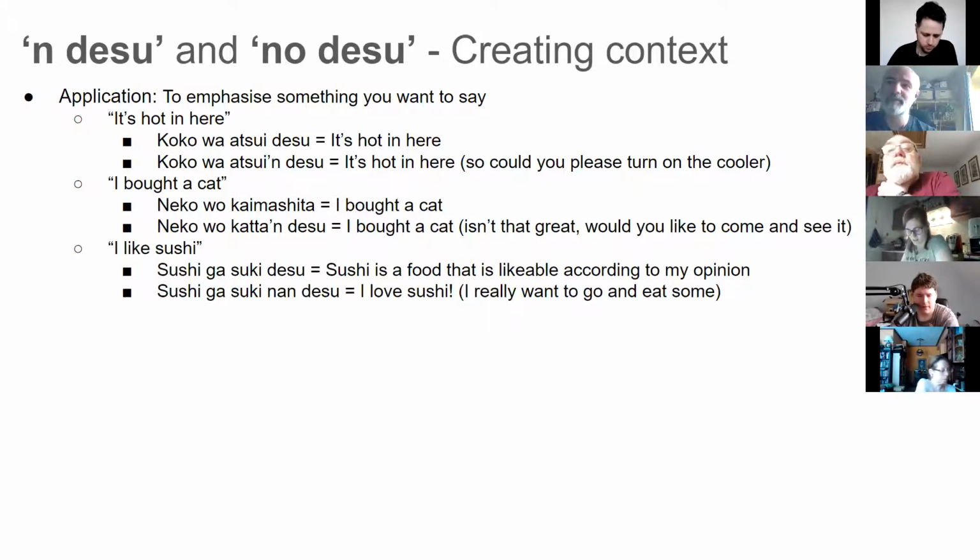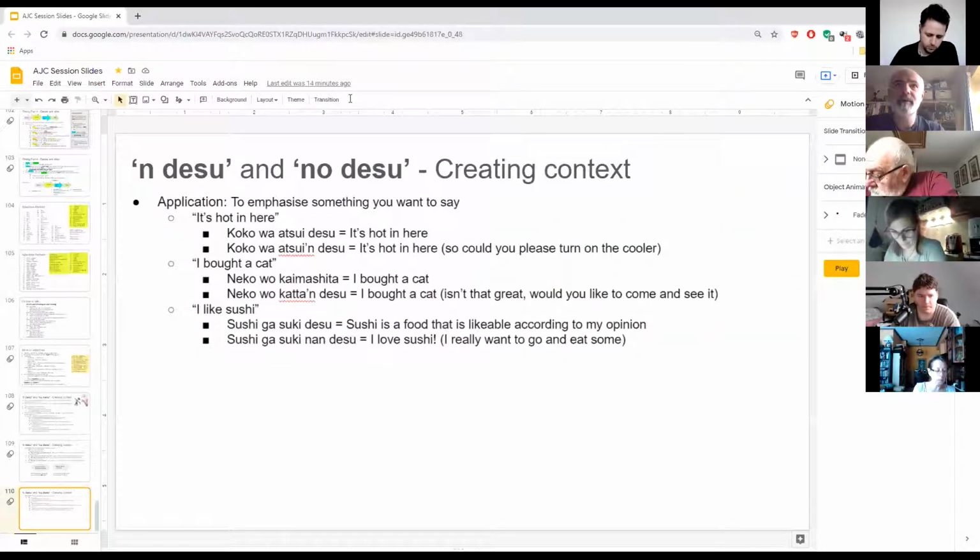Okay, let's try some examples, and I think this is why I left it to lesson 67. It's a difficult thing to grasp. It's really about conversation and making your Japanese sound natural, rather than there being an alternative meaning to it. Right. Let's try some.